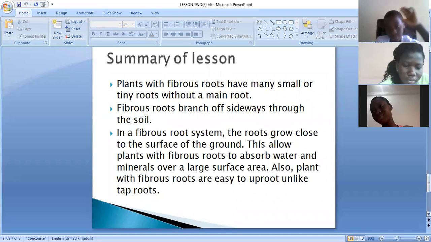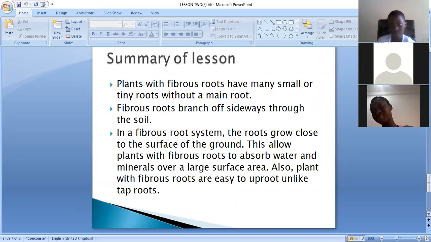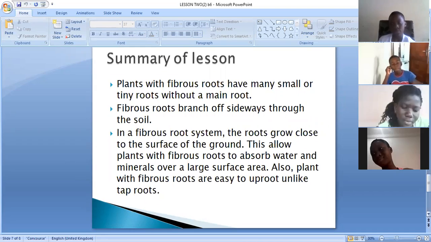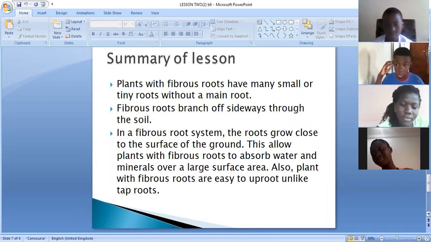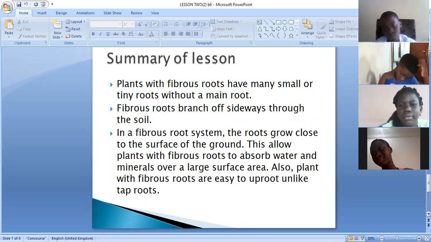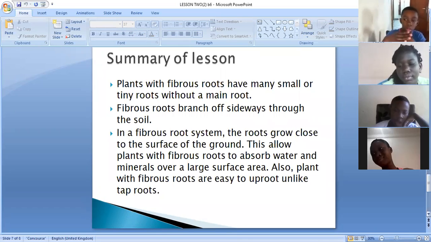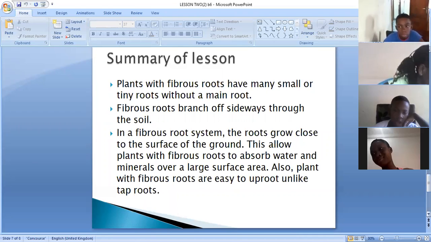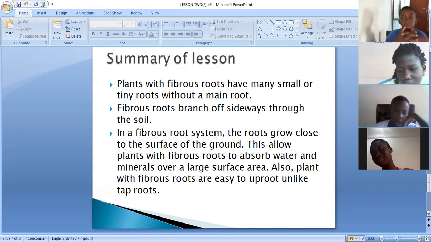In a fibrous root system, the root grows closer to the surface of the ground. This allows the plant with fibrous roots to absorb water and minerals over a large surface area. Because the root doesn't go deep into the soil and it spreads around various locations, it has a base that can absorb much water as compared to the tap roots. As they spread, they broaden and occupy a bigger surface area, which enables them to absorb much water and nutrients.